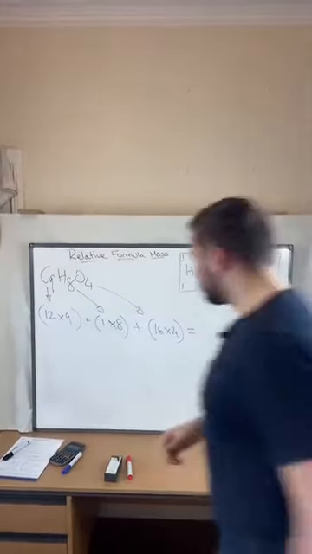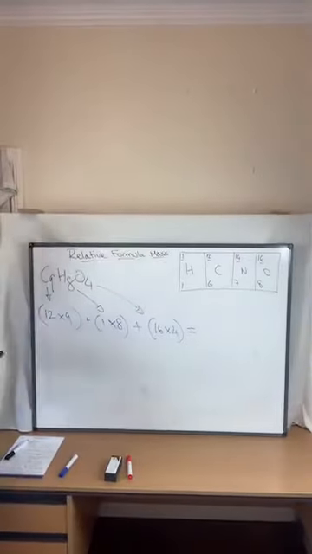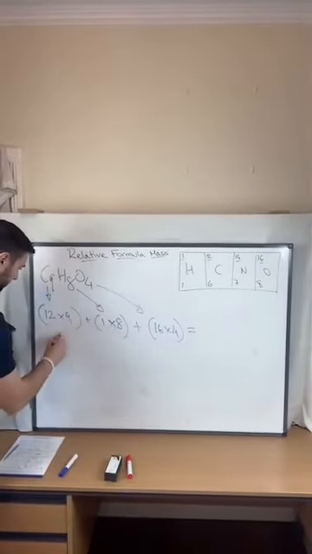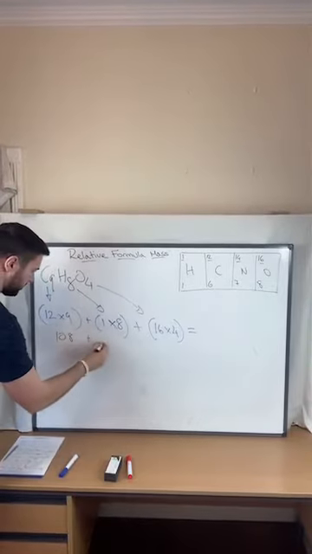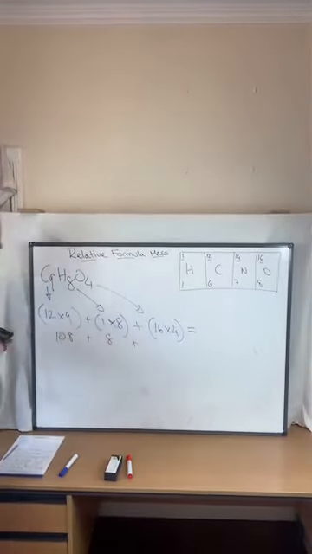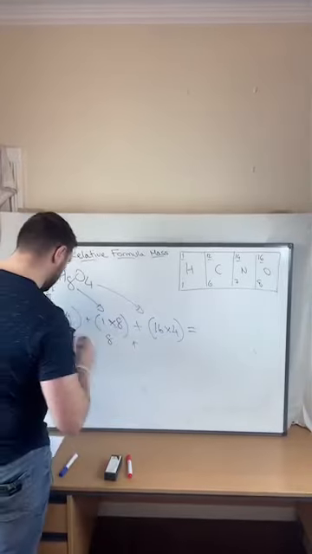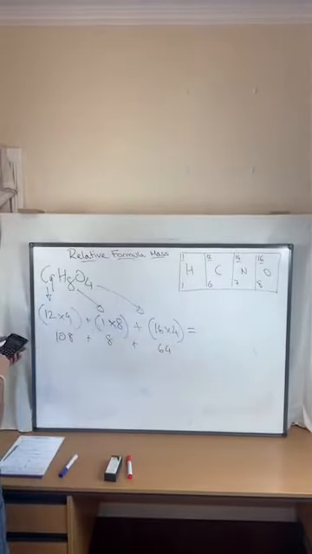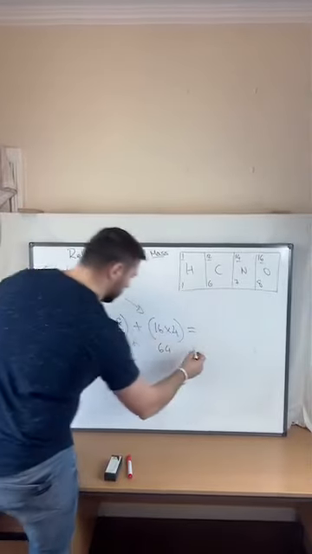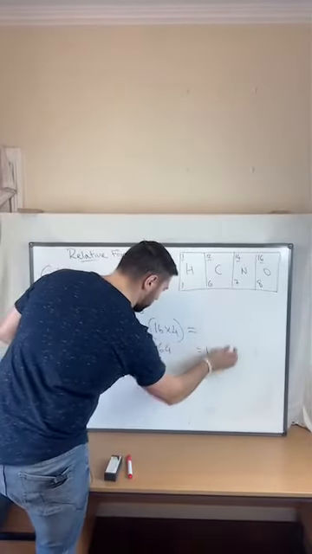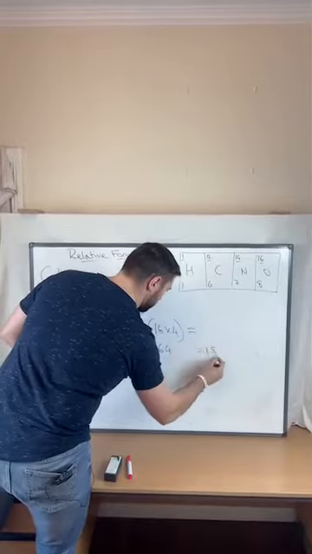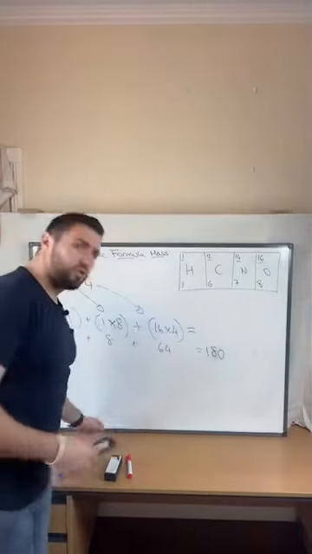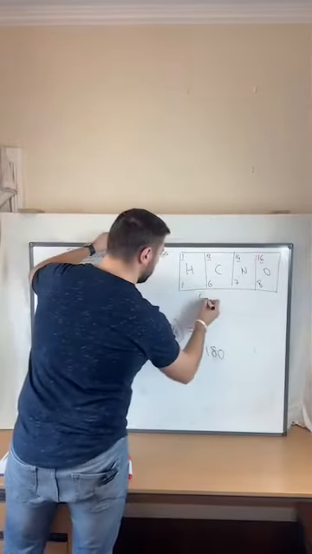So let's go with it. 12 times 9 is equal to 108, plus 1 times 8 is 8, and 16 times 4 is 64. 64 plus 8 plus 108 is equal to 180.